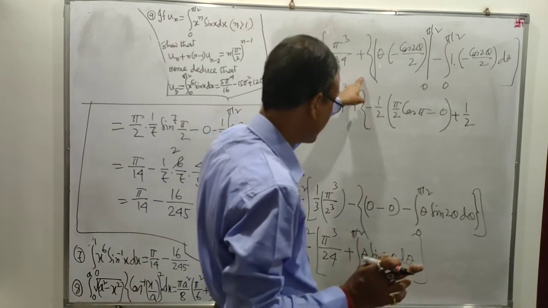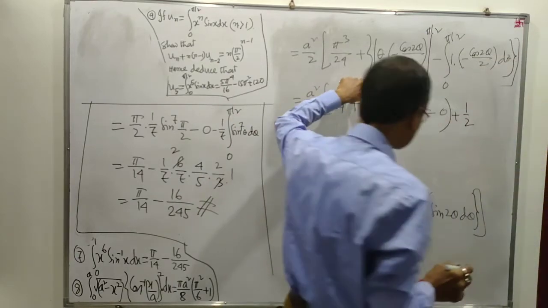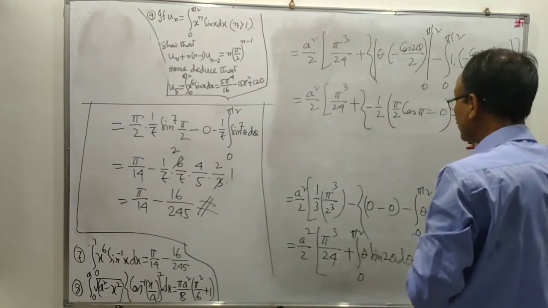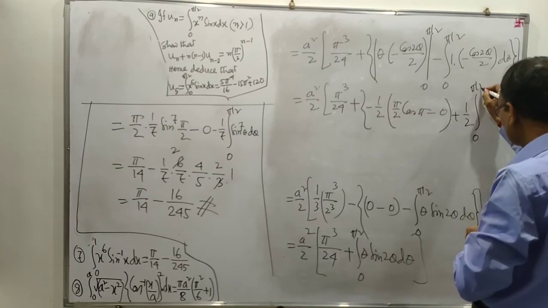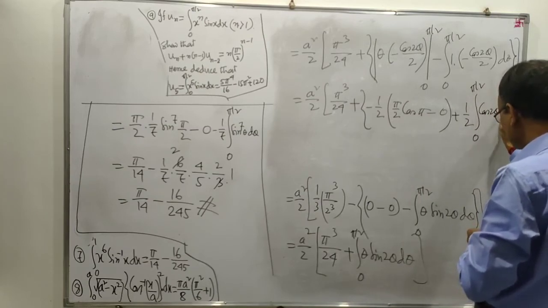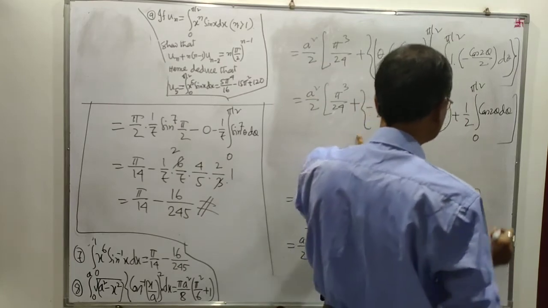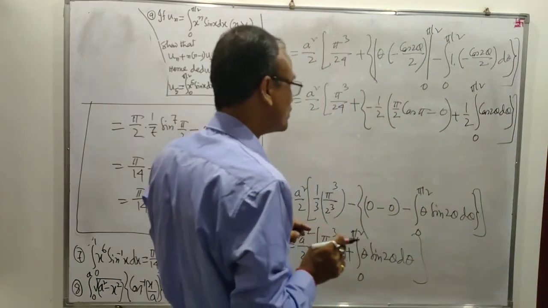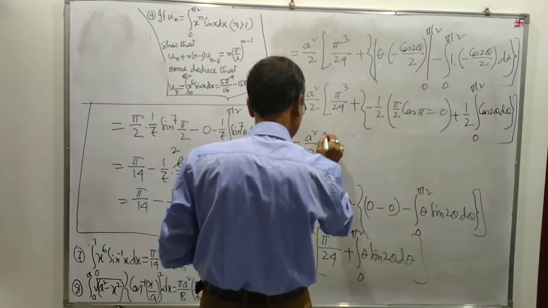We have put a bracket here, therefore we should put the bracket here also. Plus 1 by 2, 1 by 2 integration 0 to pi by 2 cos 2 theta d theta, this bracket and this bracket also. No problem. This is equal to a square by 2.